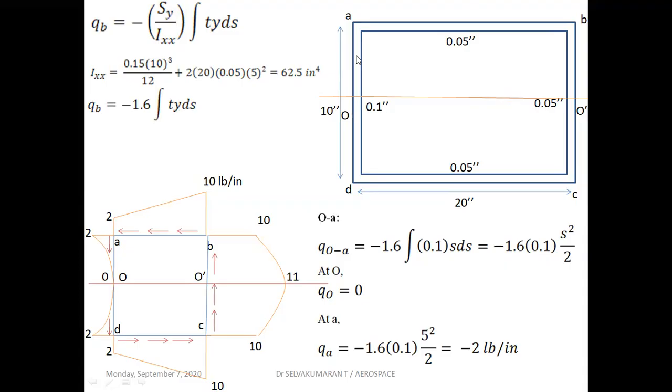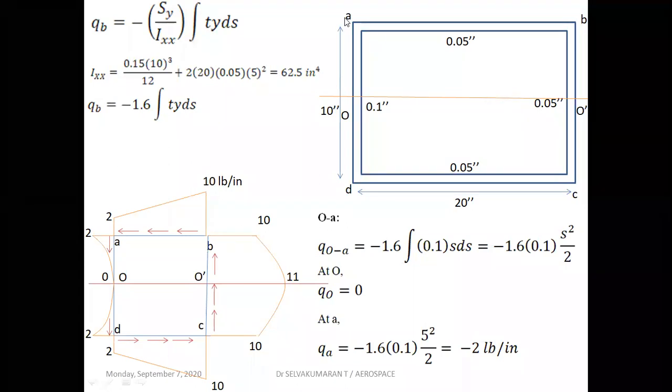Now consider O to A. Let me consider a small element, for example, here. It is located at a distance s, and its length is ds.